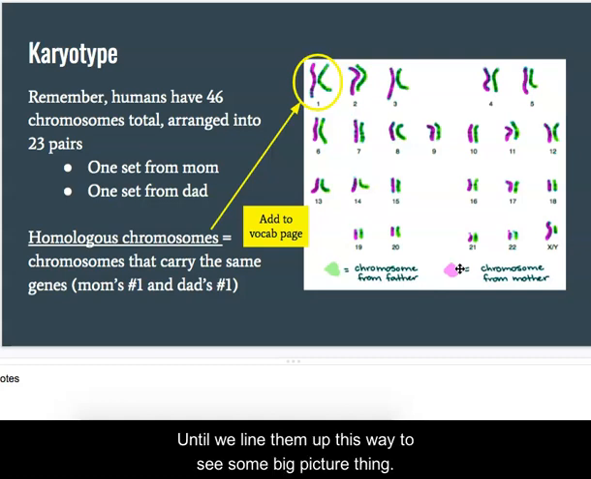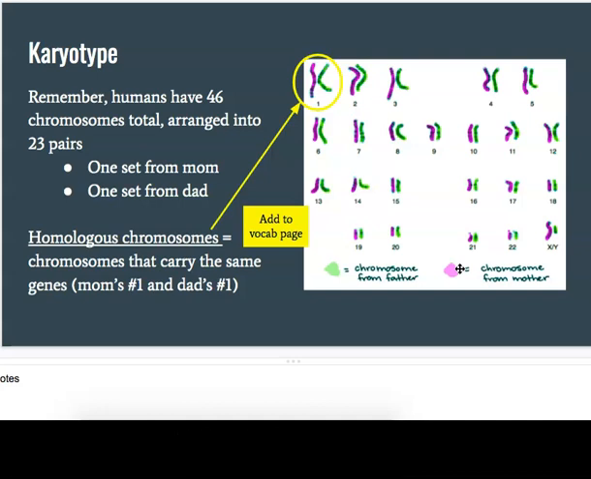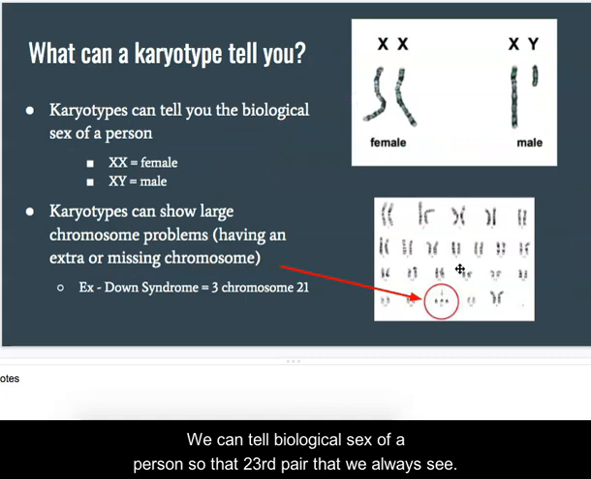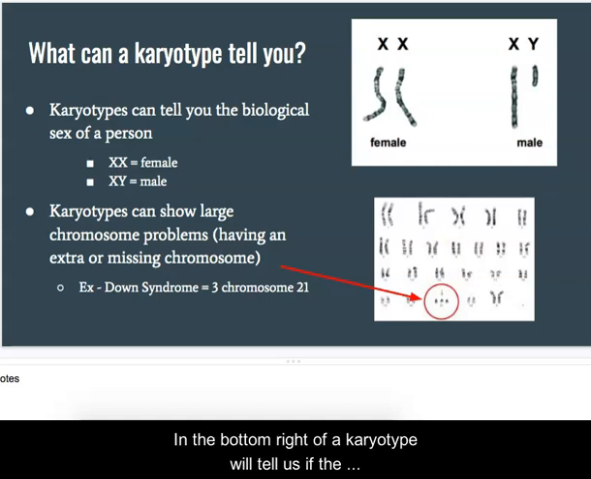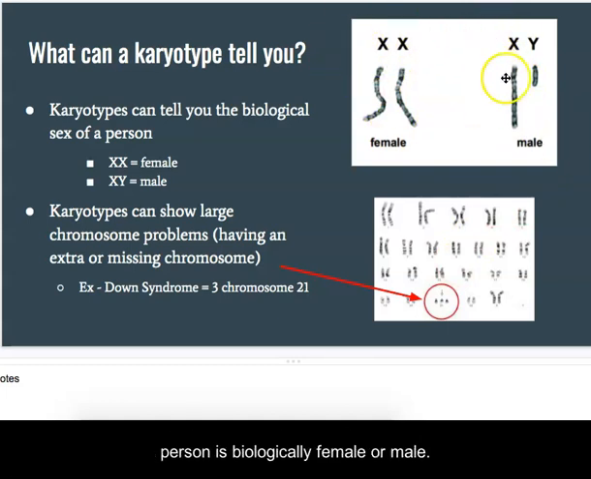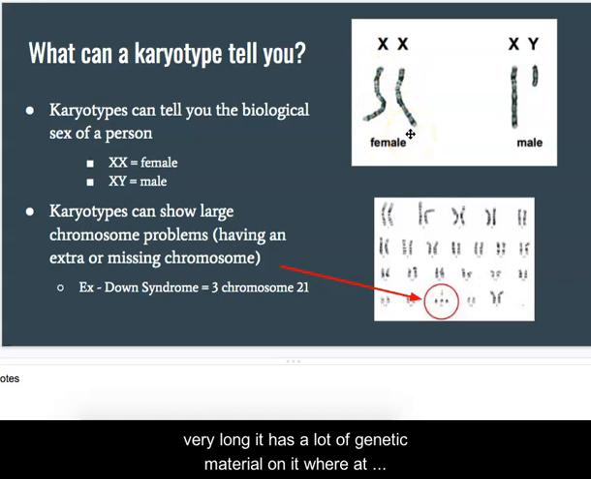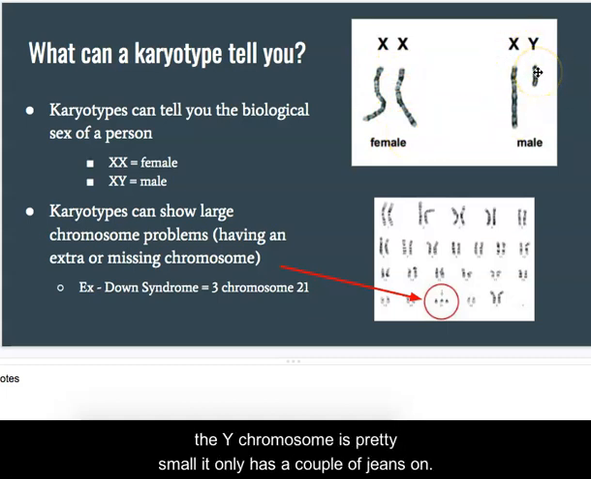And so we line them up this way to see some big picture things. We can tell biological sex of a person. So that 23rd pair that we always see in the bottom right of a karyotype will tell us if the person is biologically female or male. And you can pretty much tell because the X chromosome is very long. It has a lot of genetic material on it, whereas the Y chromosome is pretty small. It only has a couple of genes on it.